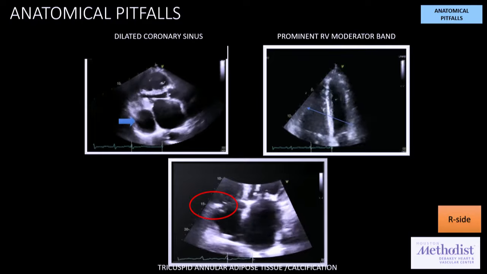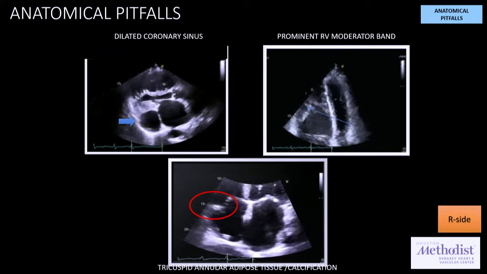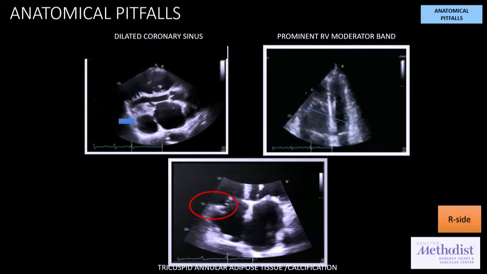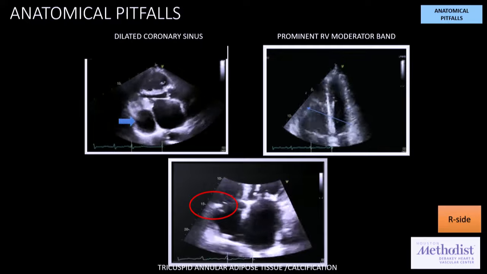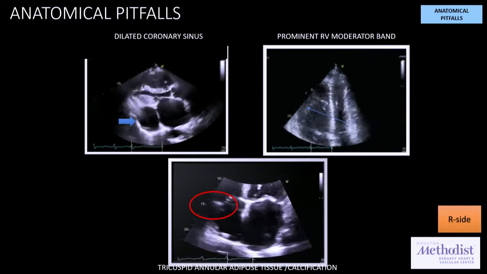Exactly, right? And you also see how the whole AV groove is calcified, right? Even the mitral annulus is calcified in this. So you can also sometimes see prominent adipose tissue on the tricuspid annular side as well. So if it's more calcified, it's more calcification.